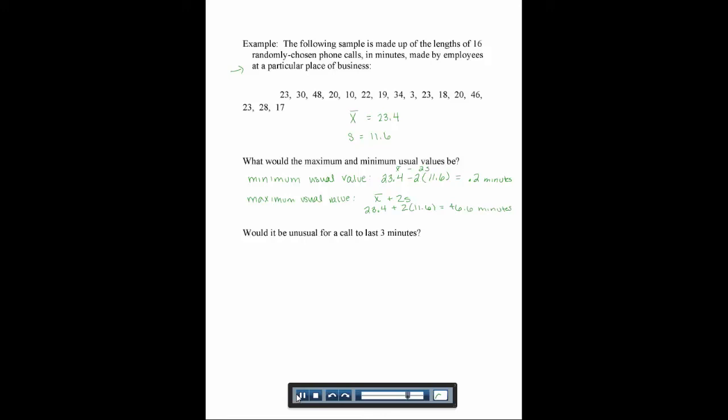So would it be unusual for a call to last 3 minutes? No, because it falls in that range. So just by looking at that, 3 looks really small if you're just looking at the numbers. It might seem unusual, but statistically, it's not.